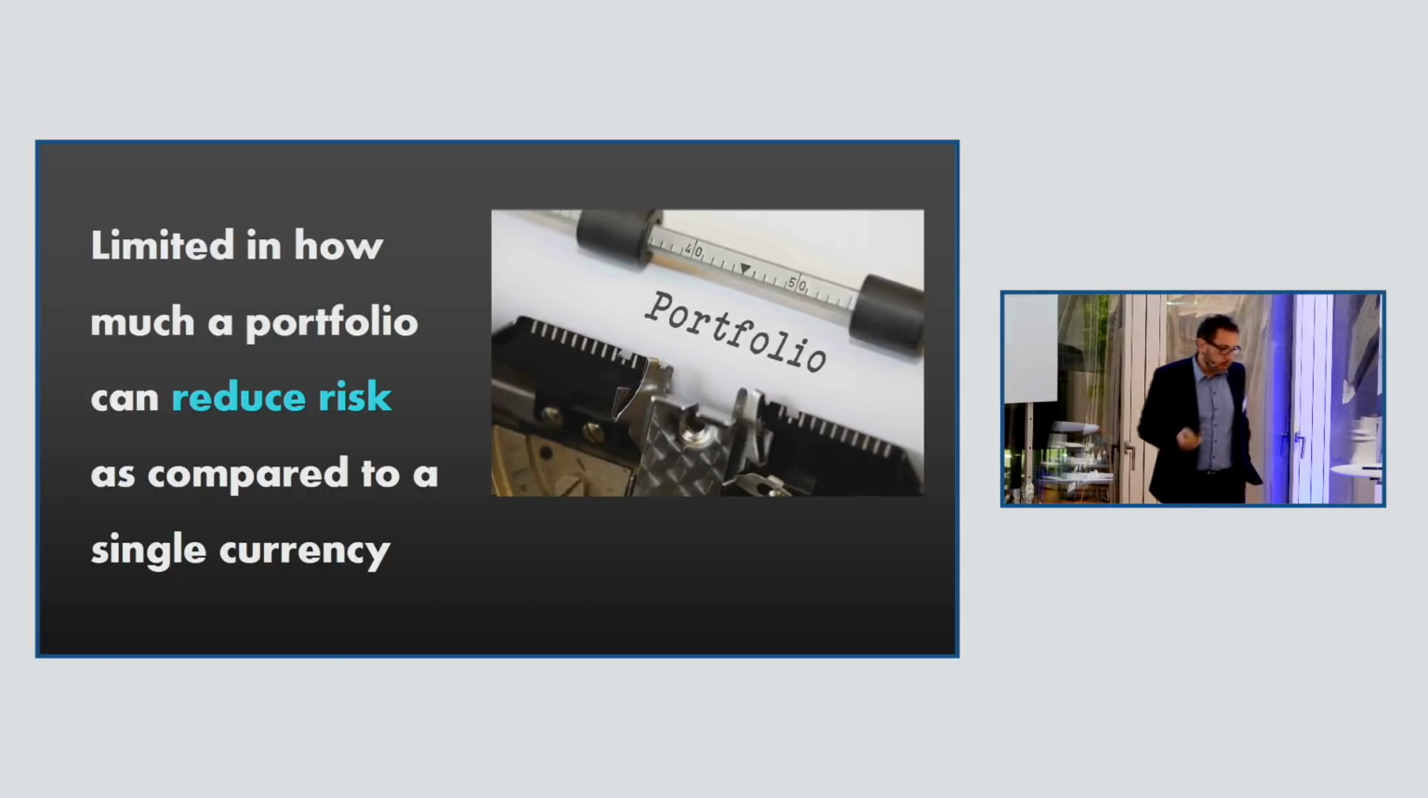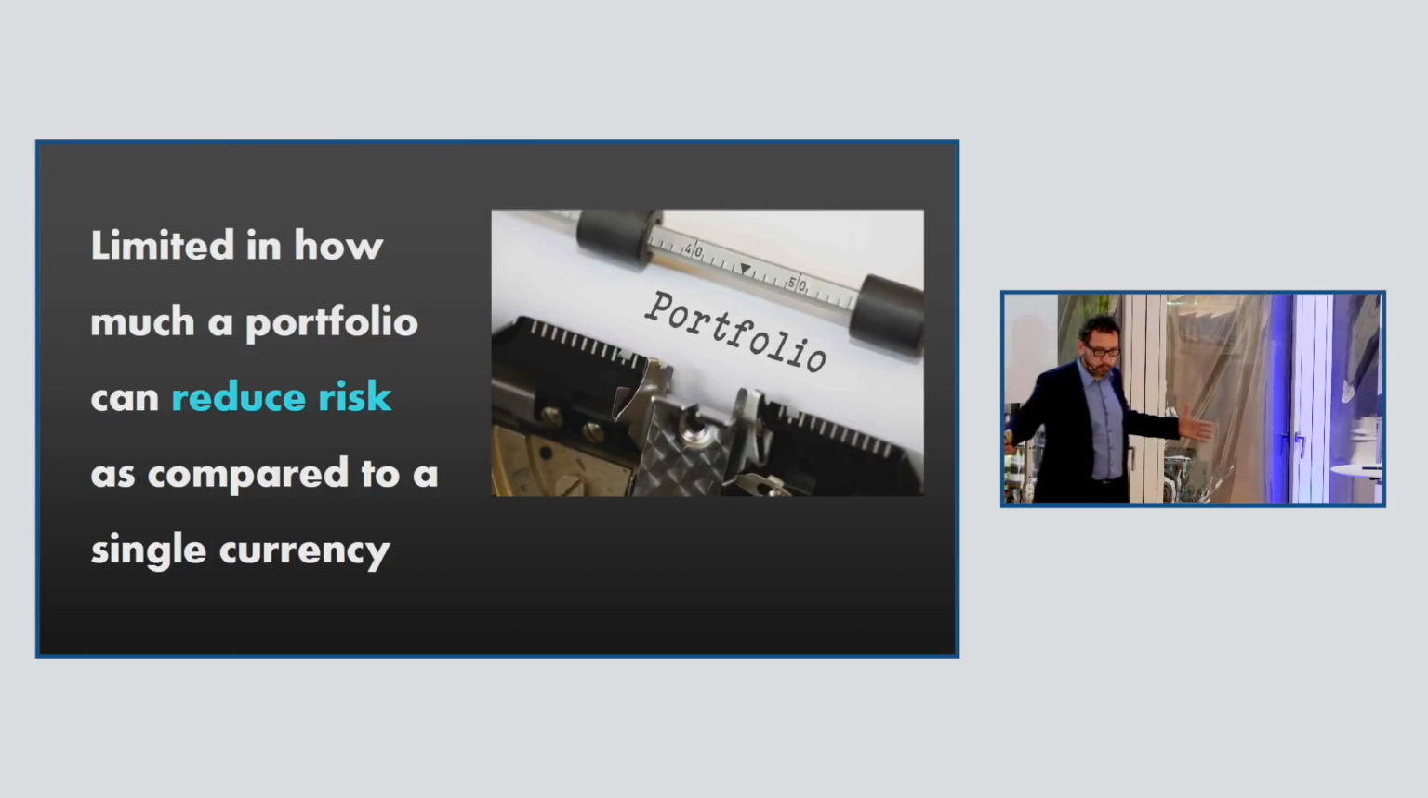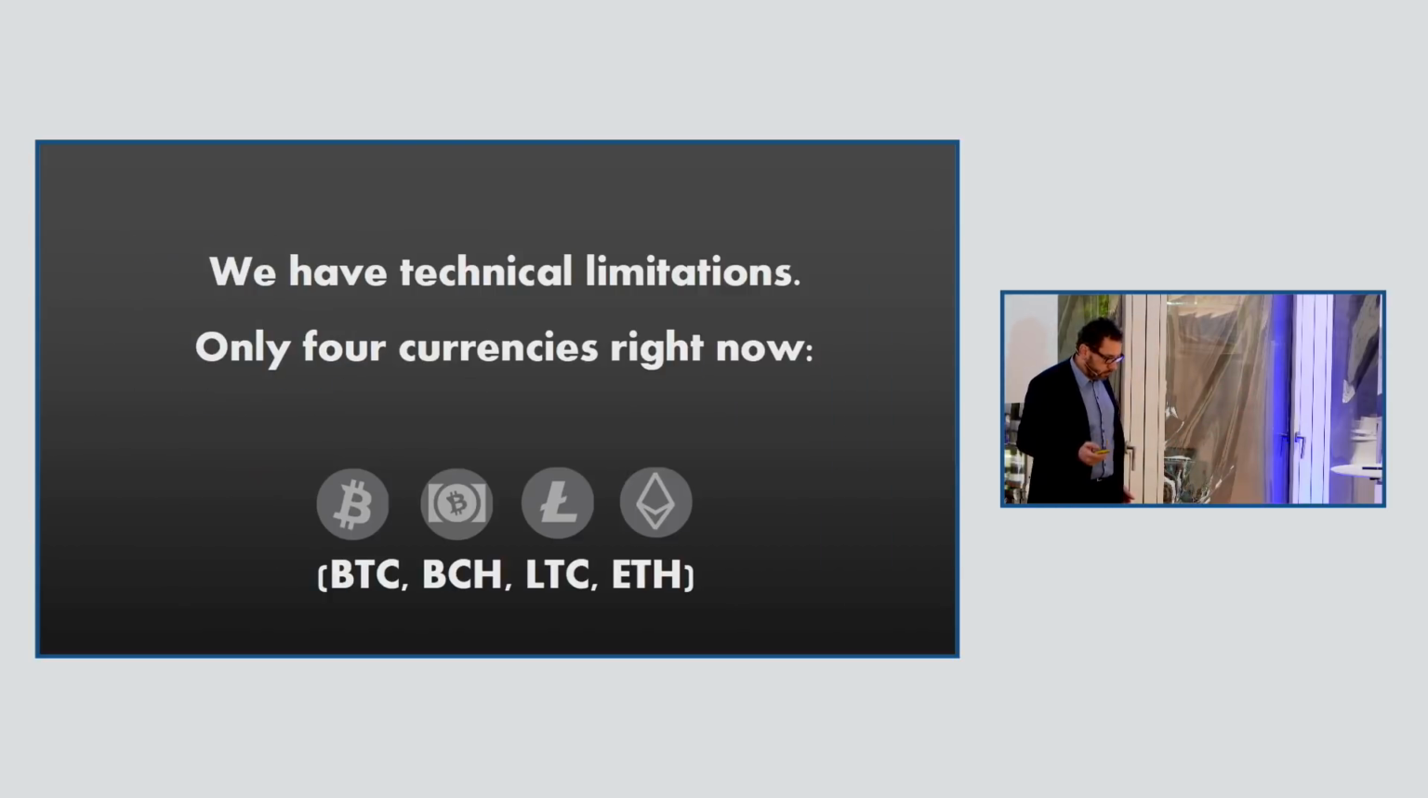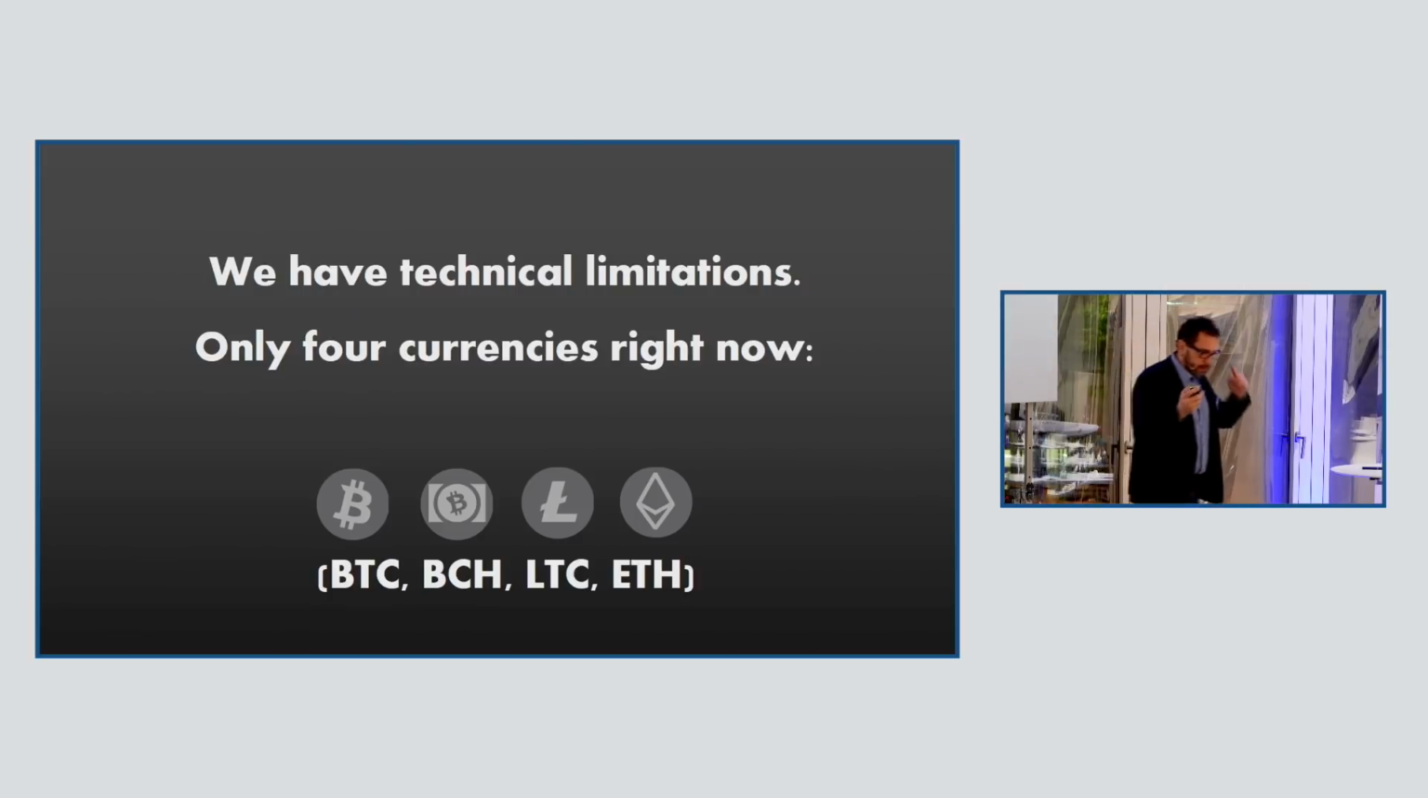So you are limited in how much a portfolio can reduce risk. If you take just a single cryptocurrency, just Bitcoin, or you build a portfolio, there's a mathematical limit to how much you can do. You cannot do a lot, and we have to work with that fact. Unless, of course, no, I mixed up the slides. Unless, of course, comes maybe next.